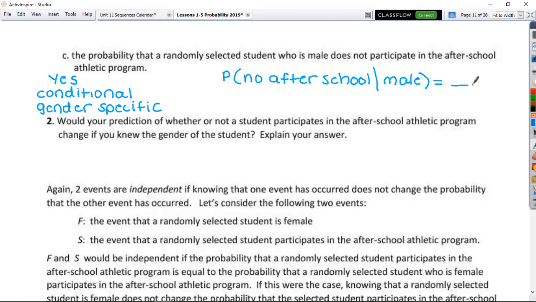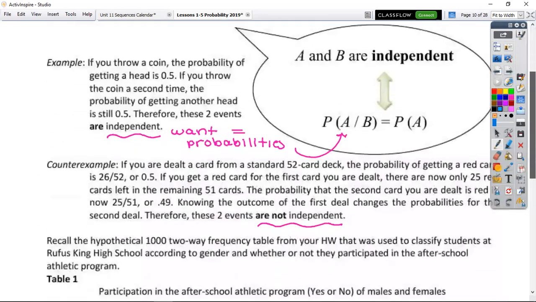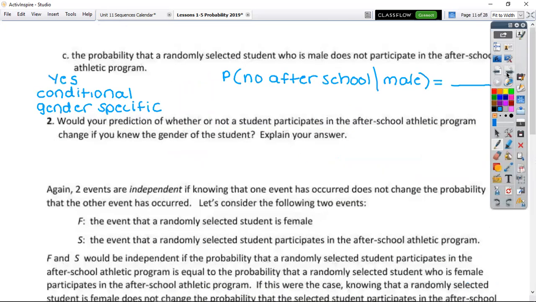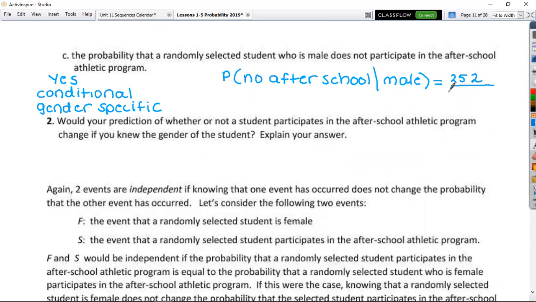All right, I'm going to grab those two numbers again, but I'll flip for you guys. No after school and males. All right, what do we got? No after school and males. What number over what number here? 252 over 420. All right, that decimal came back as, yep, 0.60.